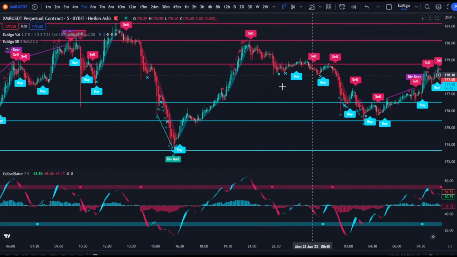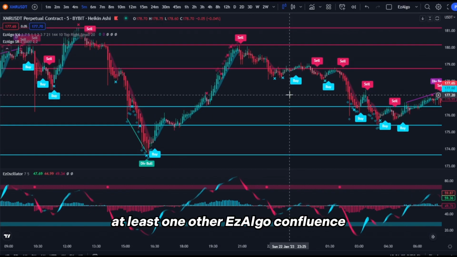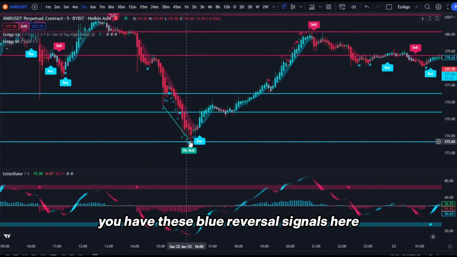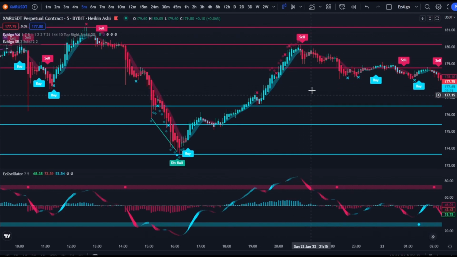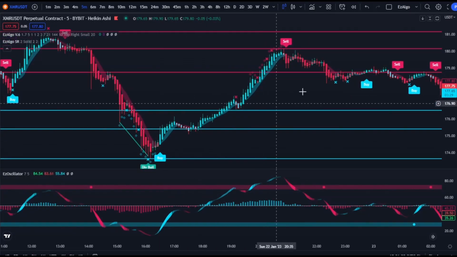We need to see some more confluences, which brings us to rule number 3: we want to see at least one other Easy Algo confluence, preferably 2, but at least one. This could either be a reversal signal on Easy Algo. As you can see, you have these blue reversal signals here looking for a long, and we have these red reversal signals here looking for a short. It could be a mild buy or sell signal with these little blue and red X's, or it can be an Easy Algo buy or sell signal.